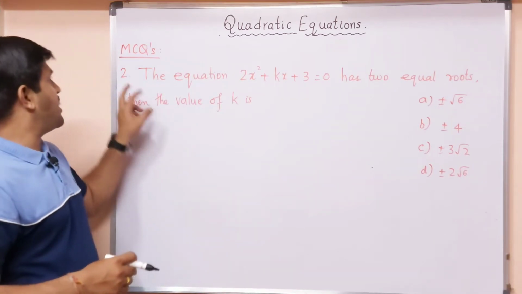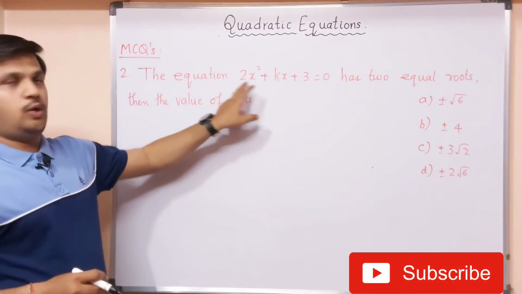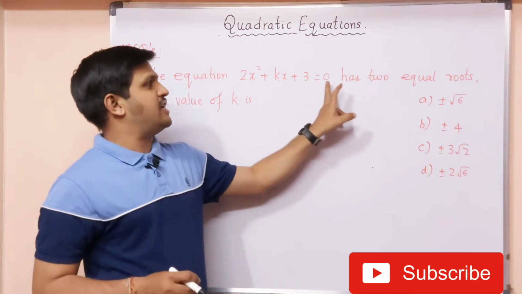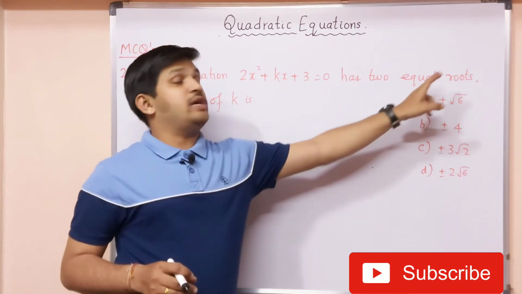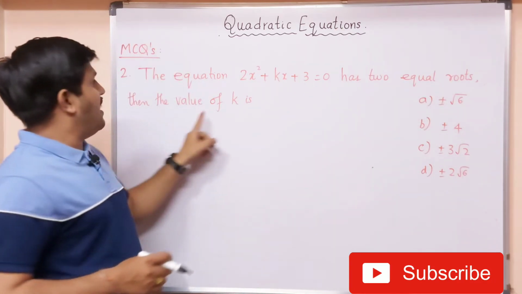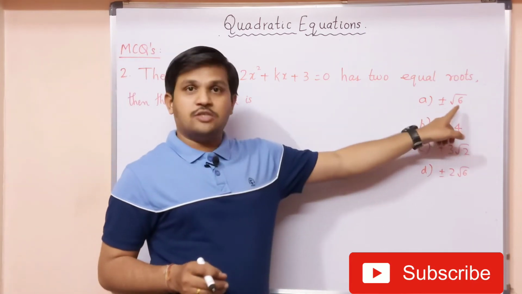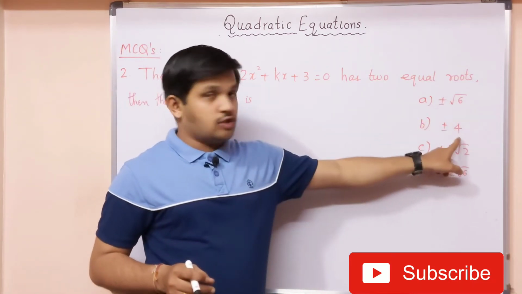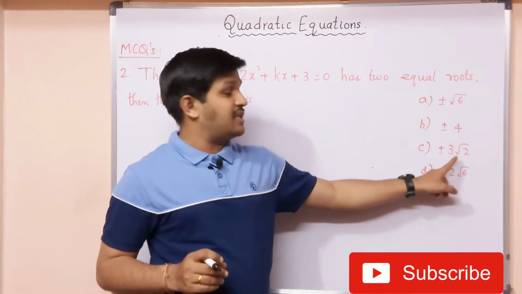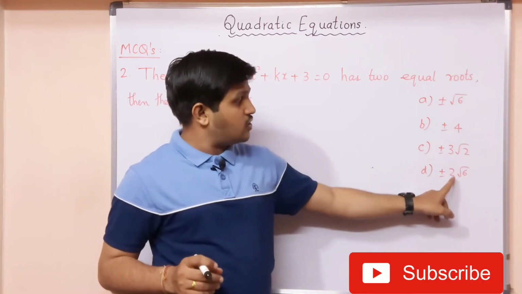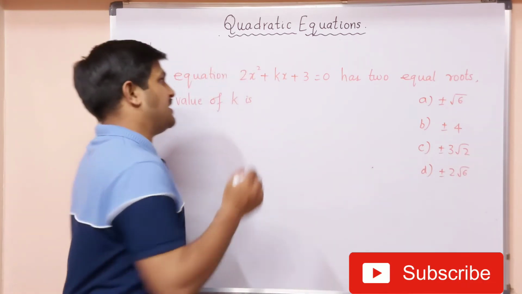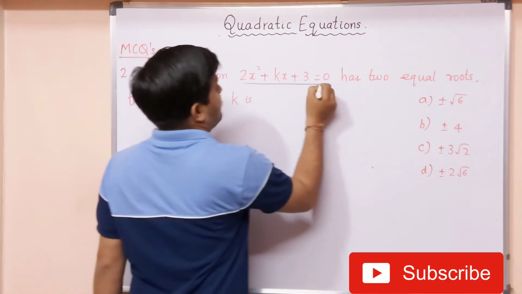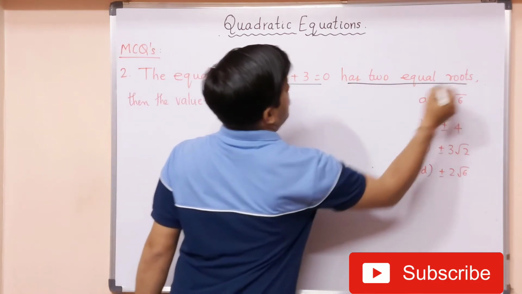Now look at the second question. The equation 2x square plus kx plus 3 is equal to 0 has two equal roots. Then the value of k is: option A, plus or minus root 6; option B, plus or minus 4; option C, plus or minus 3 root 2; option D, plus or minus 2 root 6. What is given? The given quadratic equation has two equal roots.